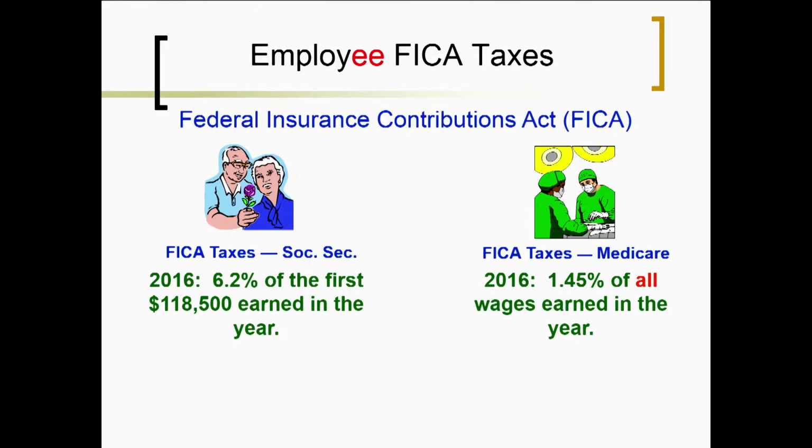Okay, for example, let's talk a little bit about the employee FICA taxes. Now, some of your money is withheld for employee FICA taxes. You have to pay this. And in 2016, this was 6.2% of the first $118,500 earned in the year. Now, I don't even know what the 2017 amounts are, okay? But that changes every year, that max amount, that $118,500. FICA taxes, it's 1.45% of all your wages, okay?